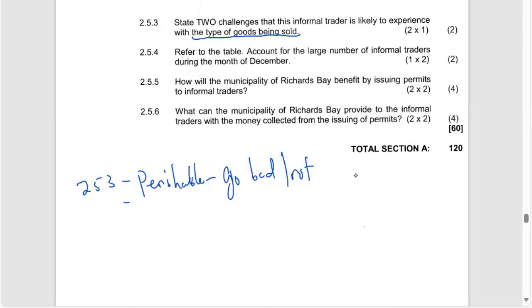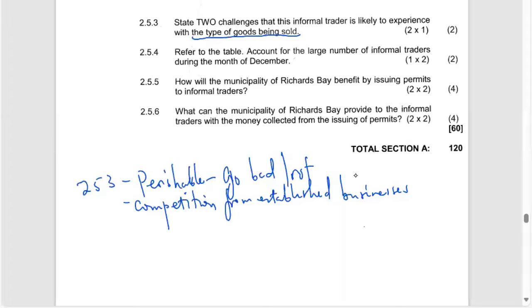And also, we can look at other aspects like competition from established businesses. You tend to find that these small-scale traders go and buy from the big businesses, and then they break the bulk. But the problem here is those big businesses can afford to sell those same commodities like the vegetables and the fruits at a very low price compared to the informal traders on the streets.